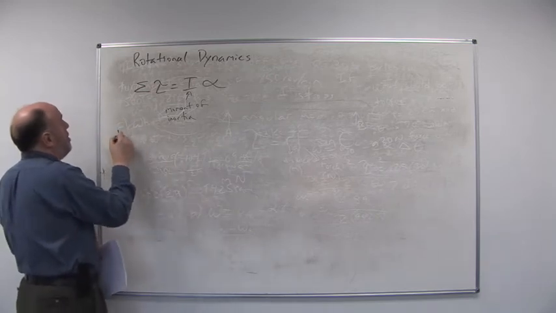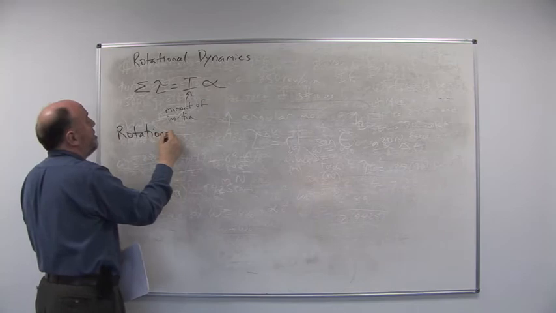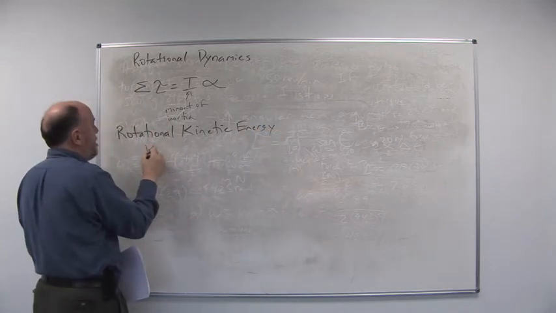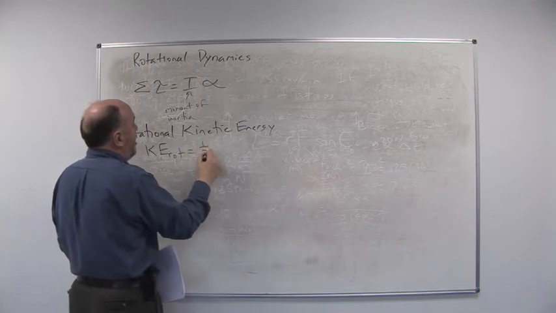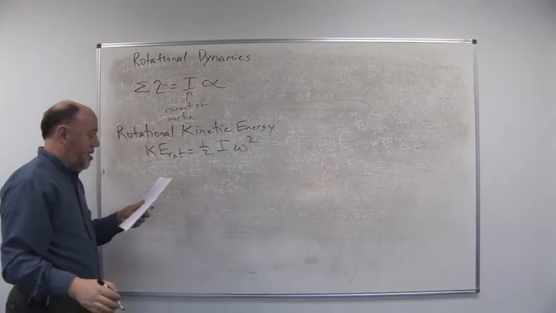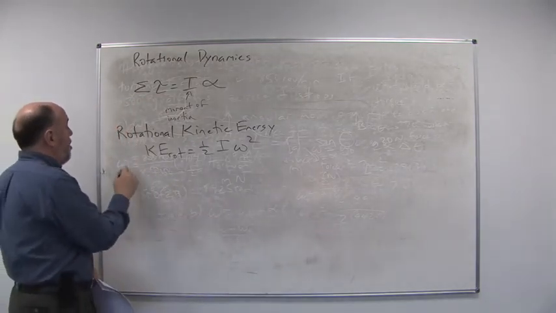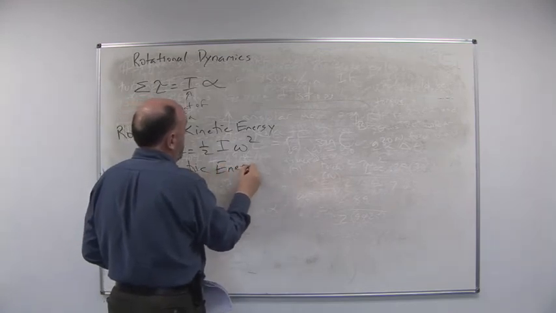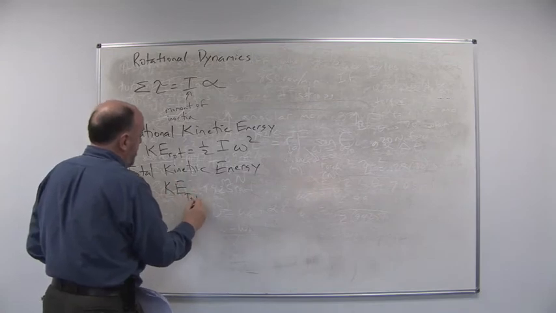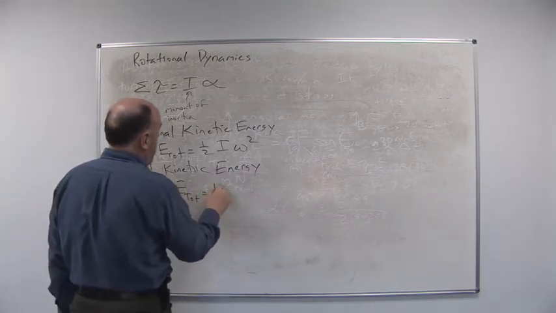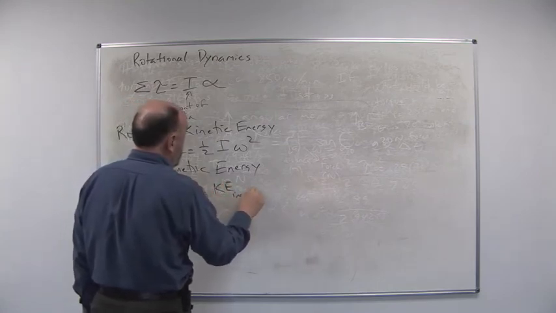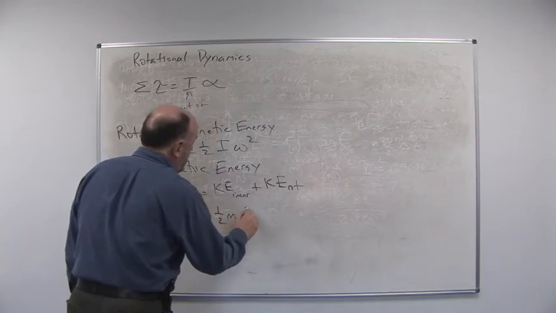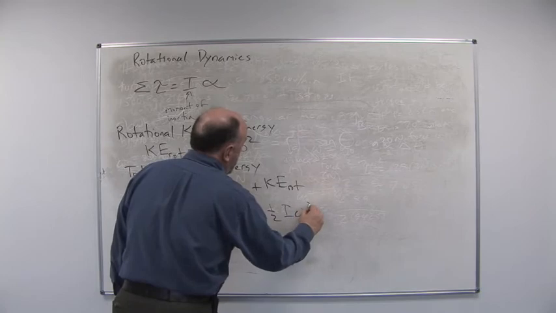So in terms of rotational kinetic energy, the kinetic energy of rotation will be given by 1/2 the moment of inertia times the angular velocity squared. The total kinetic energy of my system is the linear kinetic energy plus the kinetic energy due to rotation. So this would be 1/2 m v squared plus 1/2 the moment of inertia times the angular velocity squared.